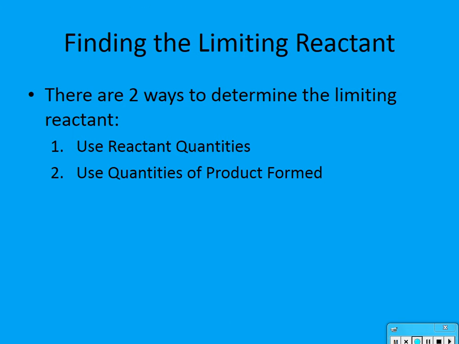Finding limiting reactant. There are 2 ways to determine the limiting reactant. The first method is to use reactant quantities. And that's the one that I like the most, and I'm going to use this one the most. But I'm going to show you both ways. The second method for determining the limiting reactant is to use quantities of product formed. Now this works fine. Maybe you'll like it better. I like number one because it's a little bit shorter. It cuts down on some of the steps. So 2 ways to find limiting reactant. We're going to cover both of them in this video.